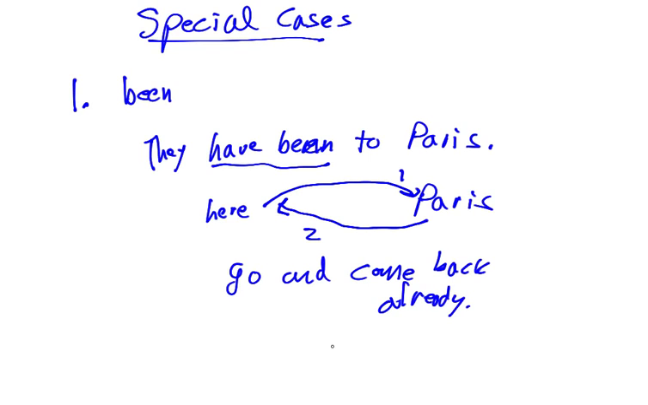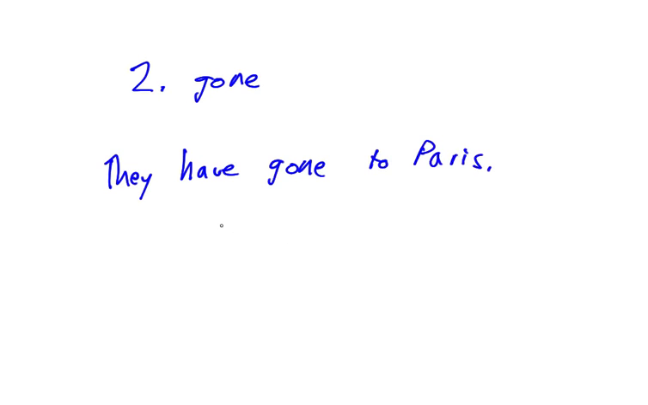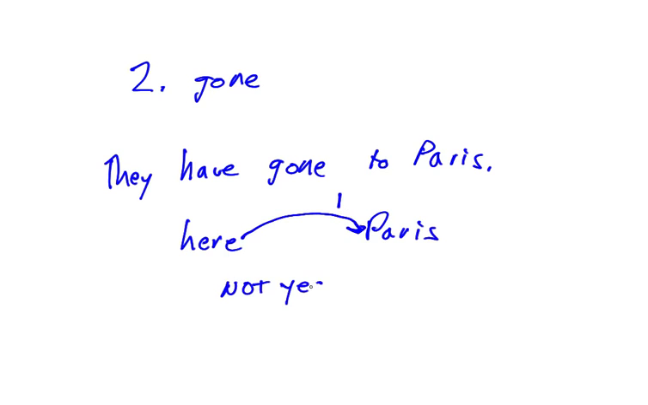Okay, now the next one we should talk about is gone. So, if we say, they have gone to Paris. Now we have here, and here is Paris. So in this case, step 1, go, but not yet come back. So when we say they have gone to Paris, it means that they are still in Paris now, because they haven't come back yet.